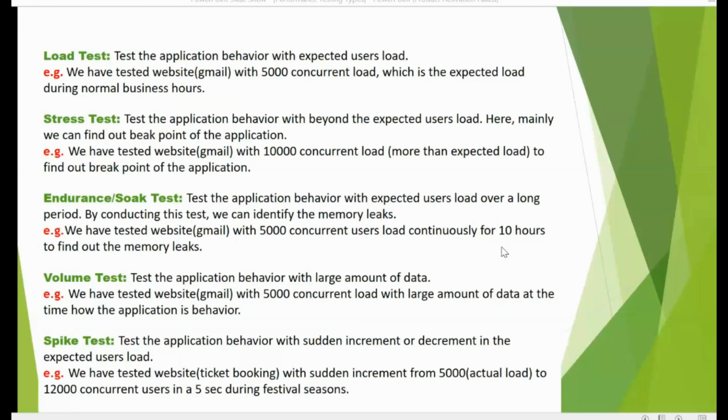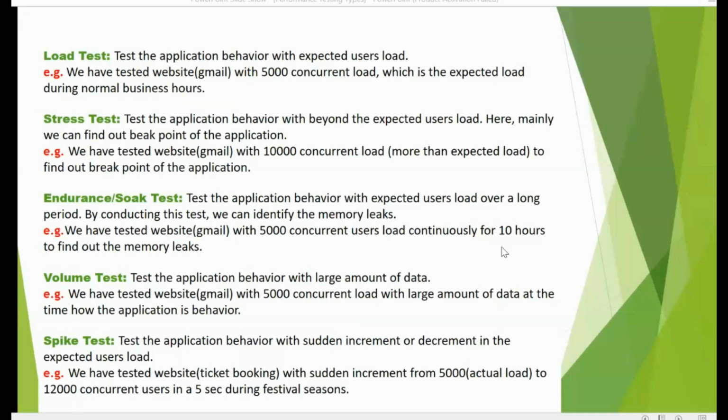Next one is endurance test or soak test. Test the application behavior with the expected user load over a long period. By conducting this test, we can identify the memory leaks. For example, we have tested a website with 5000 concurrent load continuously for 10 to 15 hours to find out the memory leaks. Next one is volume test.